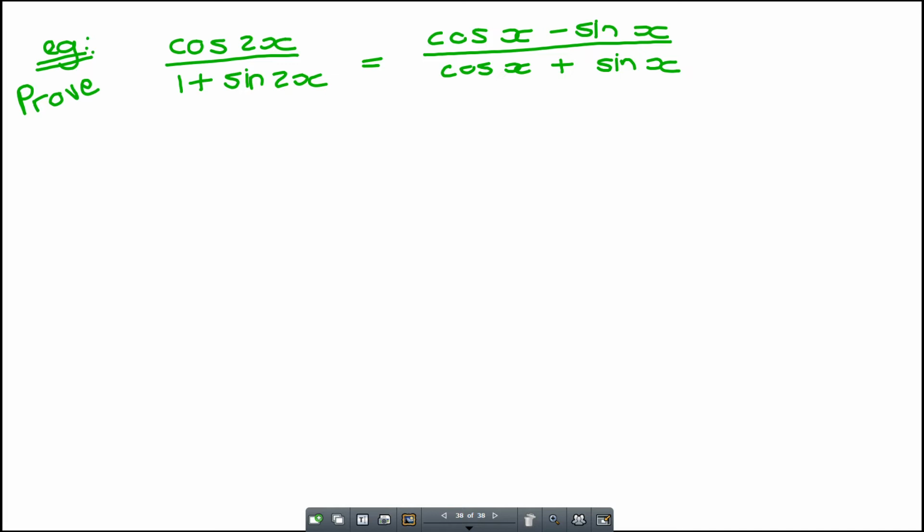So then we said we either work with the left-hand side or the right-hand side. Sometimes we even have to work with both. Okay, right. So option 1, I'm going to give you 2 options here. Option 1 is we start with the left-hand side.